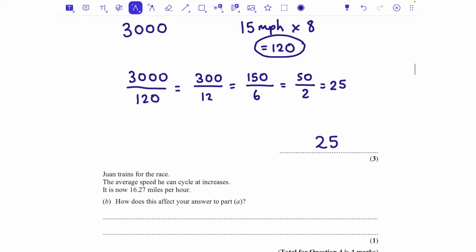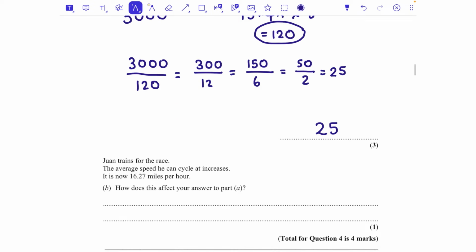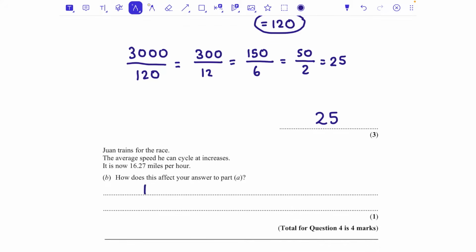We're then told that he trains for the race. The average speed he can cycle at now increases. Obviously, he's trained, so he's got faster. It's now 16.27 miles per hour. How does this affect your answer to part A? So obviously, if he's cycling quicker, he's going to do it in less days. So if he can go faster, it will take him less days.